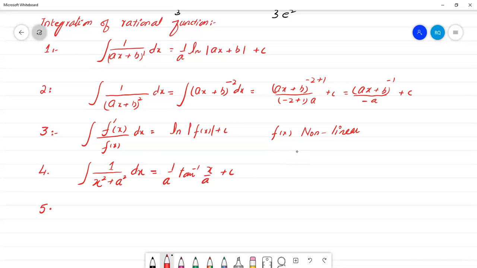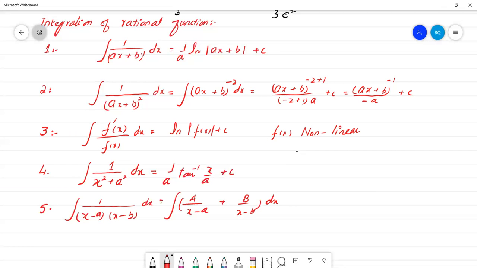The fifth result is, if the denominator consists of a product of factors, then first you have to find the partial fractions and then you will integrate.